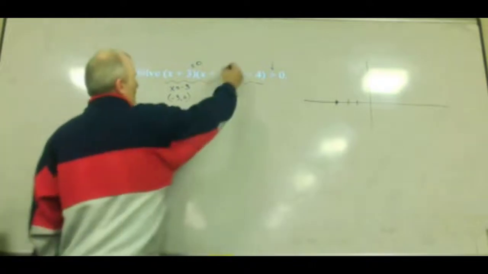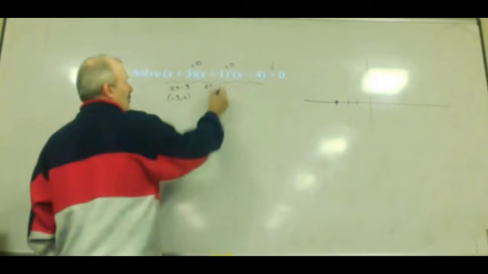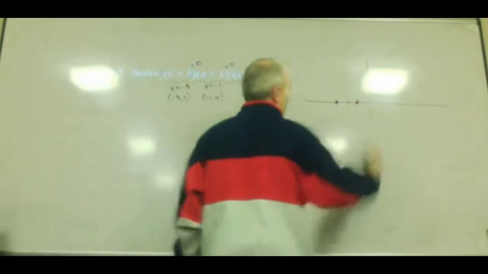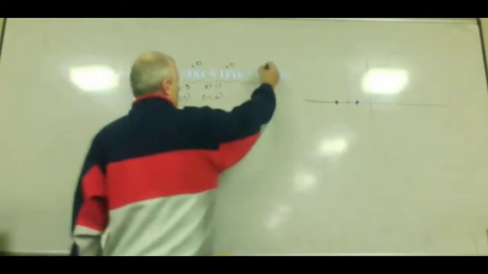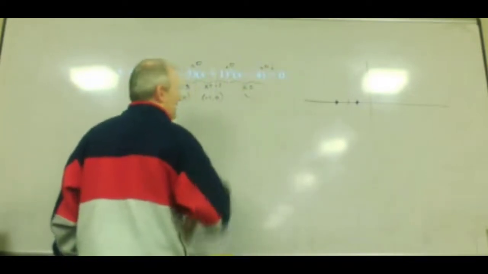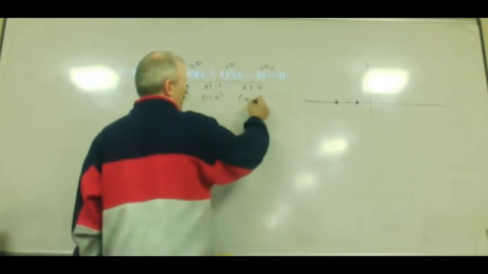What about this one? If we set this one equal to 0, what would we get? x equals -1. So -1 comma 0. That would be right here. And how about this one? If we set this one equal to 0, what would we get there? x equals +4. So 4 comma 0.